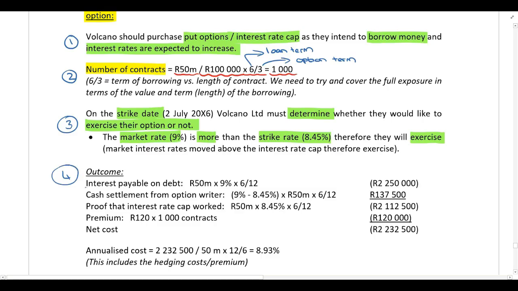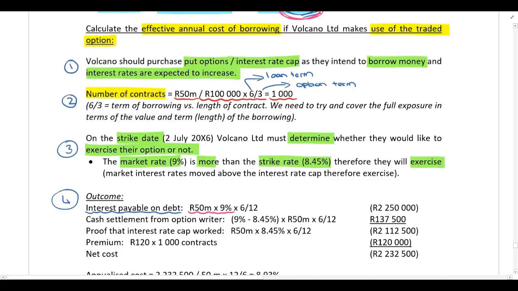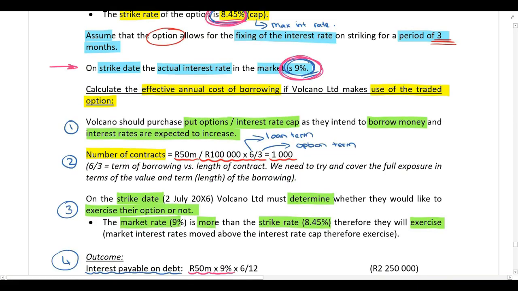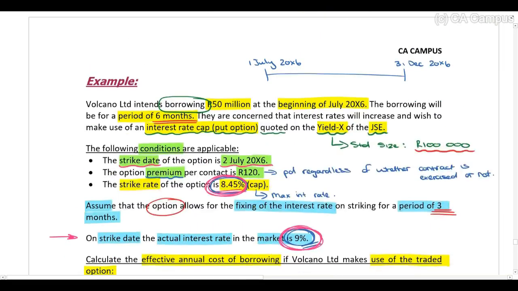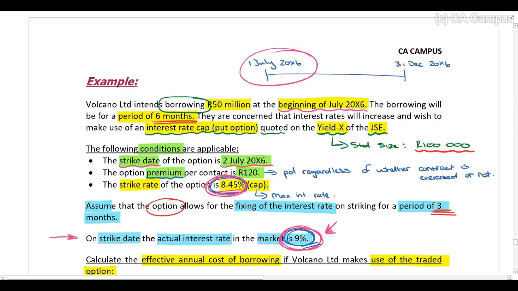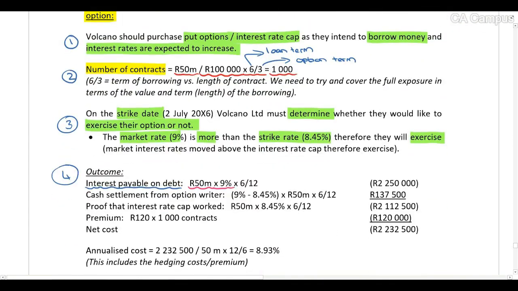First, let's calculate what the interest would be if they did not have the option contract. So if they didn't have the option contract, we have a loan of 50 million Rand. Interest would be paid at a rate of 9% because that is the market-related rate on strike date. And please note, strike date is the 2nd of July. When is the company entering into this loan agreement? At the beginning of July. So at the beginning of July, interest rates in the market are 9%. So if they did not have the options contract, they would pay interest at a rate of 9% for a period of 6 months. So ignoring the options contract, that would be their interest expense.